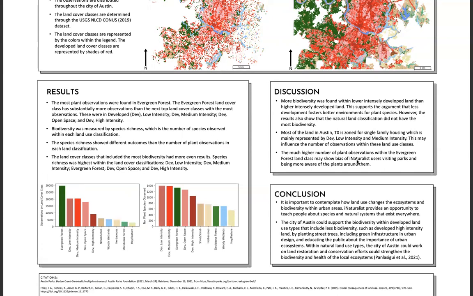In the natural land use types of Austin, the city could work on land restoration and conservation efforts to strengthen the biodiversity and health of the local ecosystems in natural land covers.